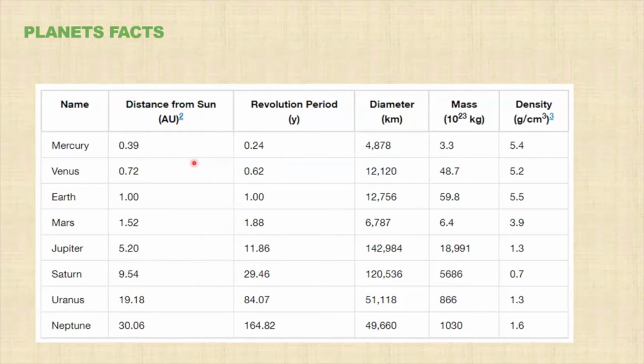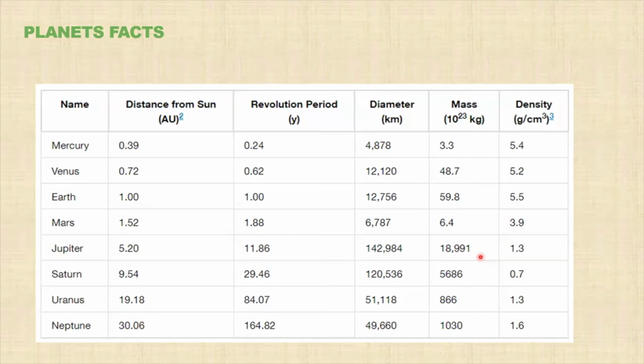These are some more facts about the planets Mercury to Neptune. Distances are measured in AU. Again, for reference, the Earth-Sun distance is 1 AU. The revolution period for Earth takes 1 year. All the times are measured in terms of Earth years. 0.24 years for Mercury, that's the shortest orbit. The longest orbit is Neptune, which takes 164 years to go around. You can compare the diameters, 142,000 kilometers for Jupiter.